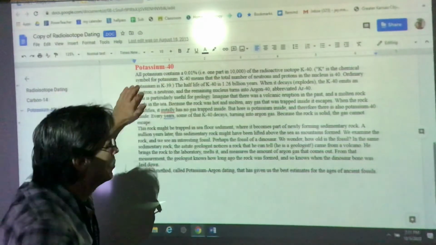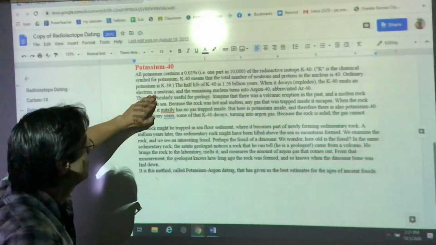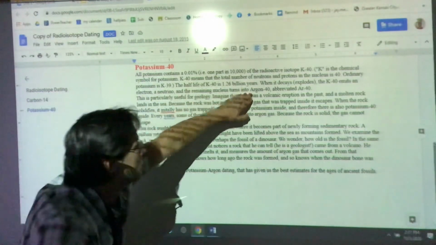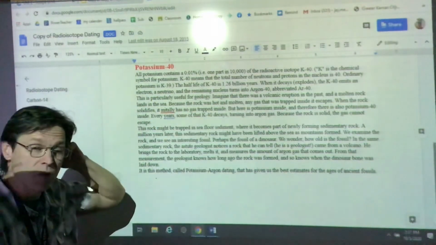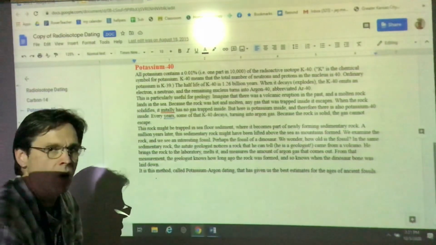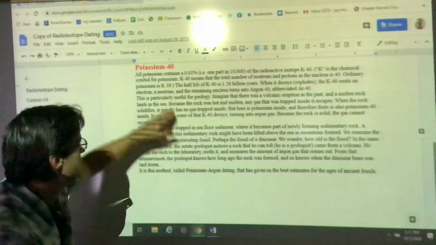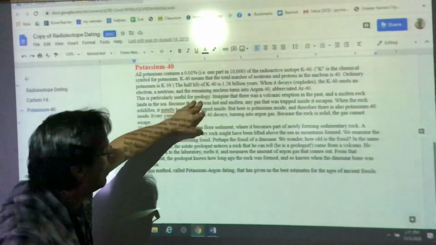So when it decays, obviously same things. What it does is it emits particles, and the remainder turns into argon. So they're able to measure the amount of that gas. The isotopes breaking down are all the same, but different ones have different ways in which they're measured. I'm just explaining a little bit about how they measure that.